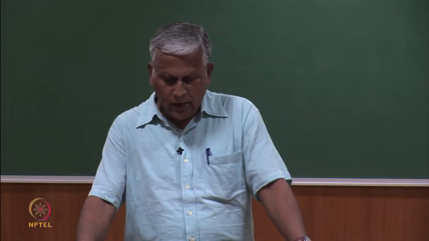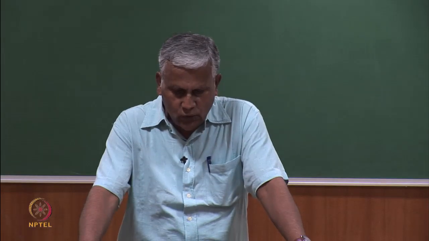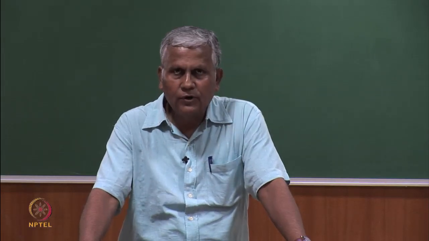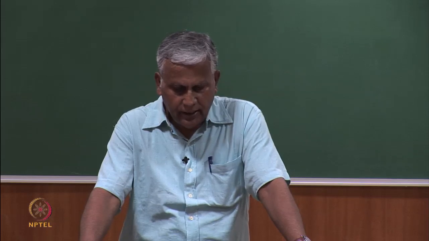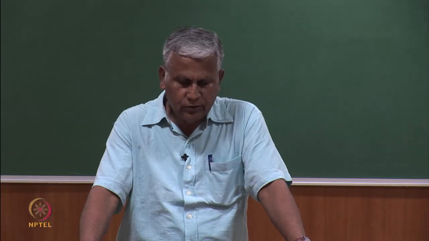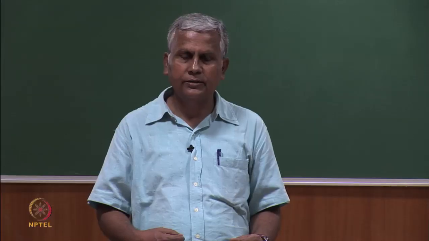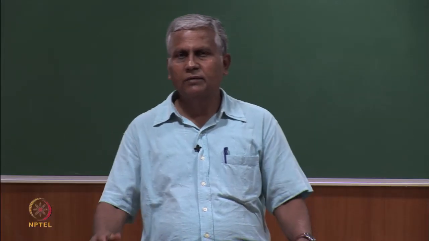So, that is the reason why you get a rise in force initially. Region 2 is characterized by stick slip phenomena. It is the critical region. The sliver contraction stabilizes and the slippage between fibers has just started. So, here is a very unstable zone, the region 2, where fibers are going to slip and then they stop slippage also. So, there is a fluctuation in the force stress. This is a very unstable region.